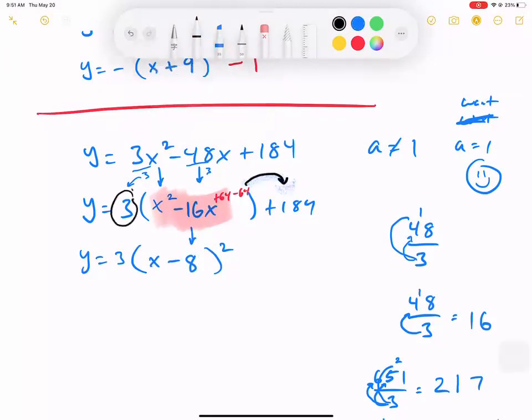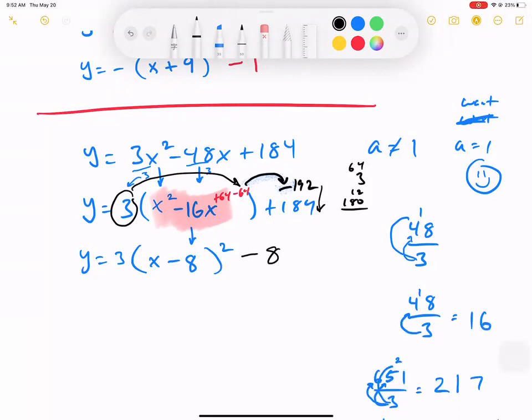So 3 times negative 64 is going to be negative. 3 times 60 is 180, and 3 times 4 is 12, and 180 plus 12 is 192. So it's going to be negative 192. Okay, we're almost there. 192 and 184 combine to become a negative 8.